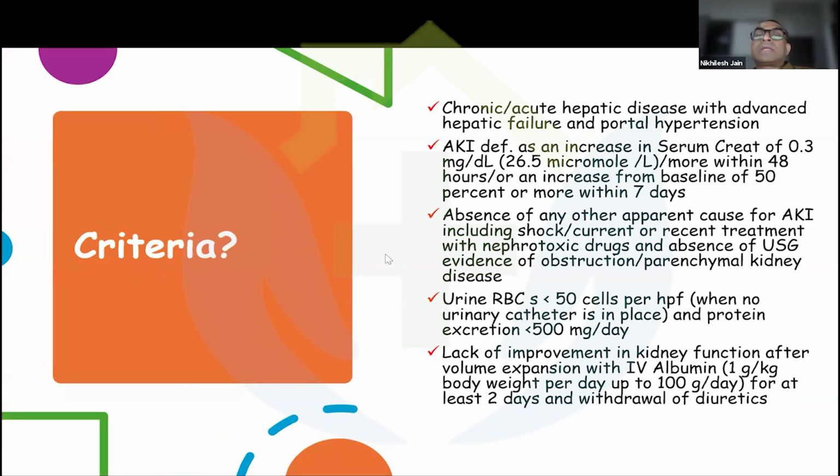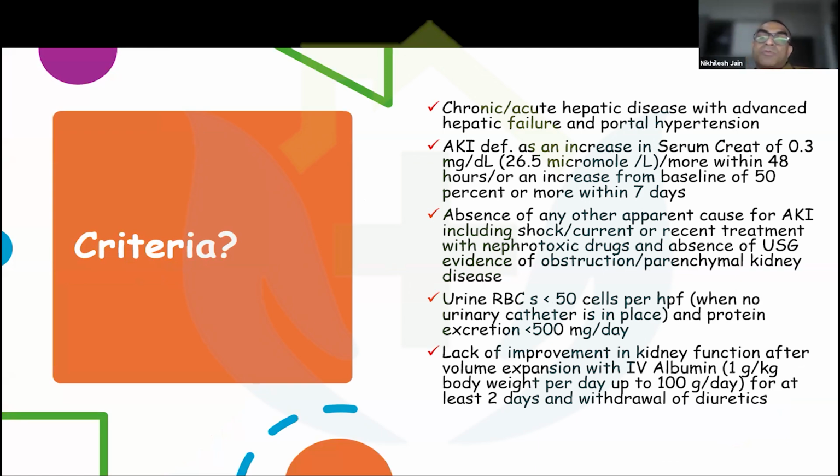So again, going back to criteria, here, chronic or acute hepatic disease is a prerequisite along with advanced hepatic failure and portal hypertension. AKI here would be defined as an increase in serum creatinine of 0.3 milligram per deciliter or more within 48 hours, or again, increase from baseline of 50% or more within a week. Absence of any other apparent cause for AKI, and urine RBCs less than 50 cells per high power field when no urinary catheter is in place and protein excretion less than 500.